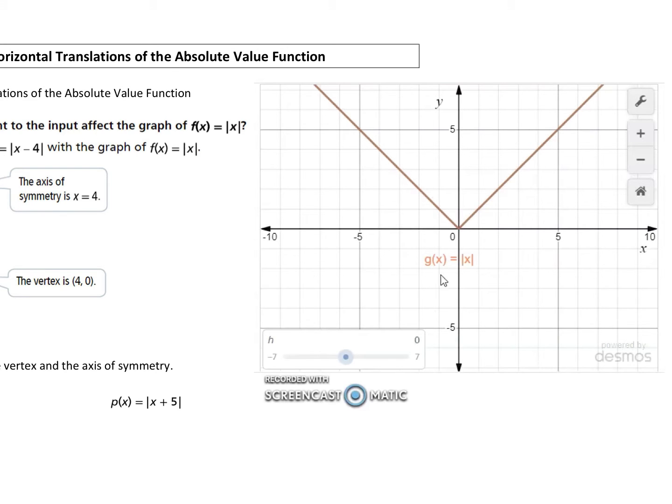So here's our visual again. We have g of x equals the absolute value of x, right? So there's our absolute value function. What we're going to do this time is add in a constant h.